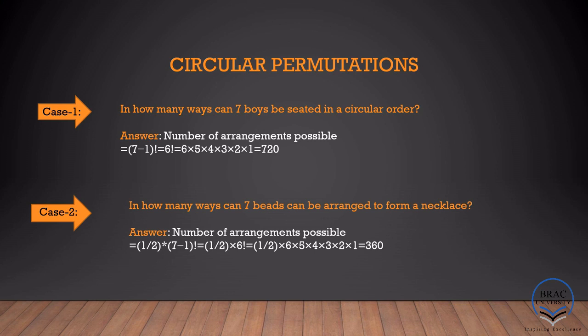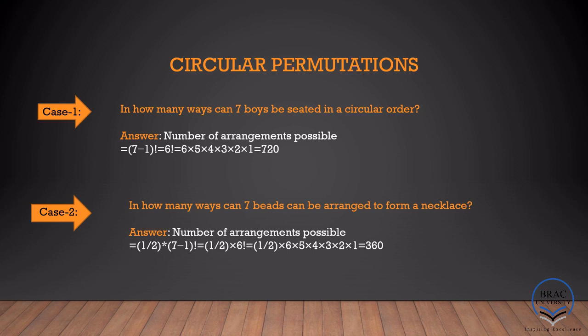An easier way to remember this is, when we are talking about a circular table, we just leave one place fixed. Otherwise, the circular order will not change. So that is why the number of arrangements possible is 7 minus 1 factorial, that is 6 factorial, that is 720.